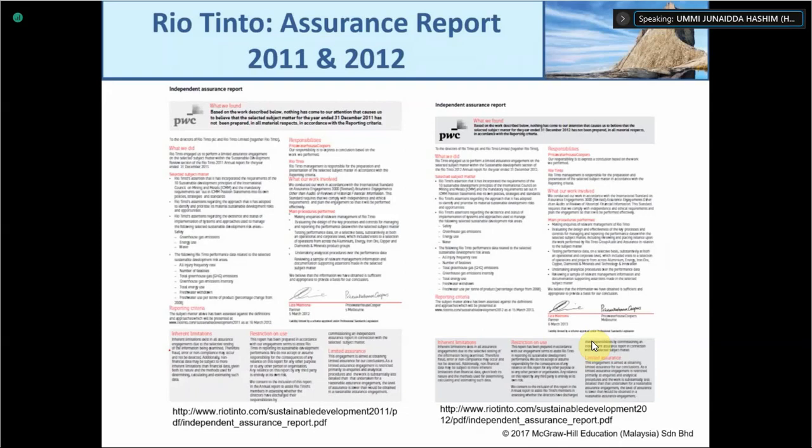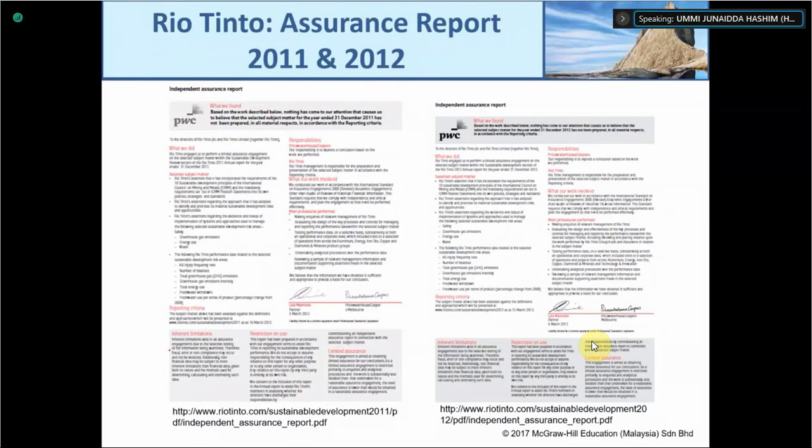So, to the directors of Rio Tinto plc and Rio Tinto Limited, together with Rio Tinto. And what we did: Rio Tinto engaged us to perform a limited assurance engagement on the selected subject matter within the sustainable development review section of the Rio Tinto 2011 Annual Report for the year ended 31st December 2011. The selected subject matter is Rio Tinto's assertion that it has incorporated the requirements of the 10 Sustainable Development Principles of the ICMM, which is a mining company body, and the mandatory requirements set out in the ICMM position statements, into its own policy, strategy and standards.